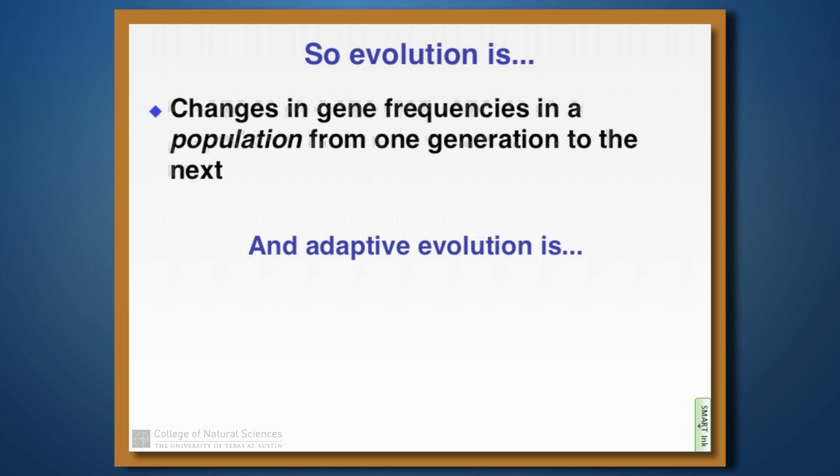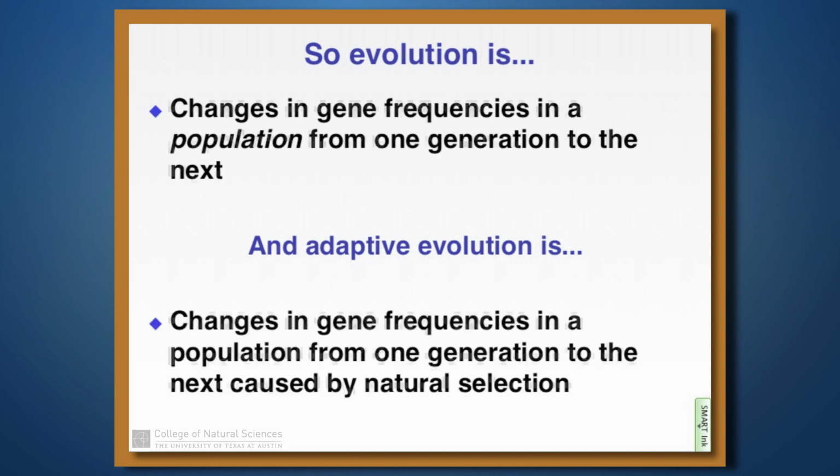Now, adaptive evolution is slightly different. Any kind of change in gene frequency in a population from one generation to the next will be evolutionary change. But adaptive evolution is a particular kind of evolution, and these are changes in gene frequency in populations that are actually caused by natural selection. That is, you're going to get differential survivorship and differential levels of reproduction because certain traits do better in particular environments.